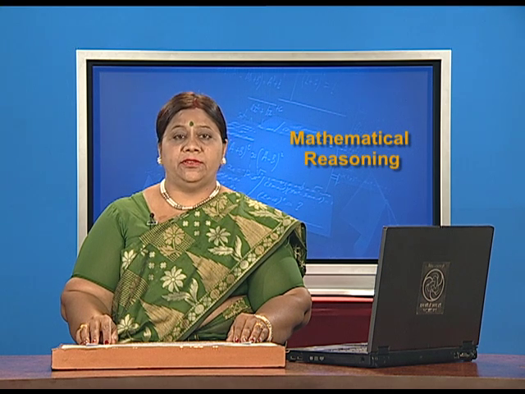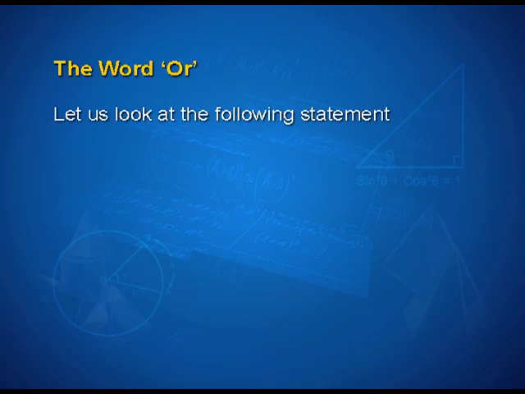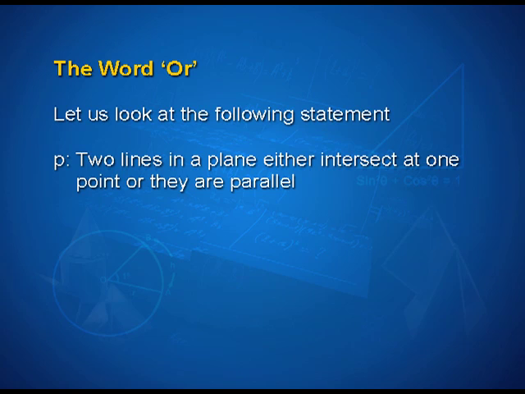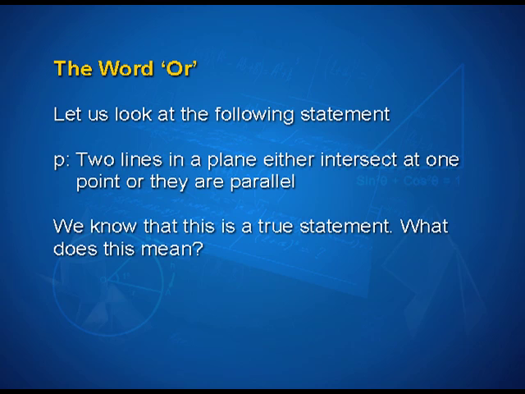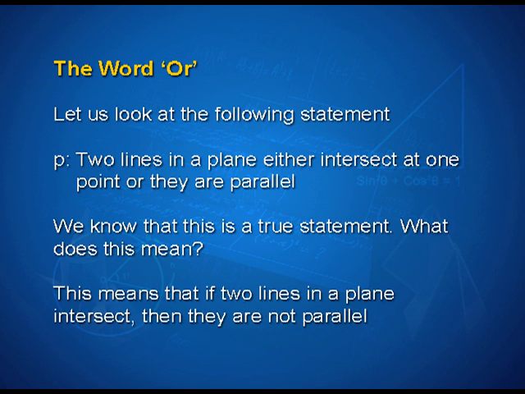Now, let us study the word or. Let us look at the following statement. P: Two lines in a plane either intersect at one point or they are parallel. We know that this is a true statement. What does this mean? This means that if two lines in a plane intersect, then they are not parallel.